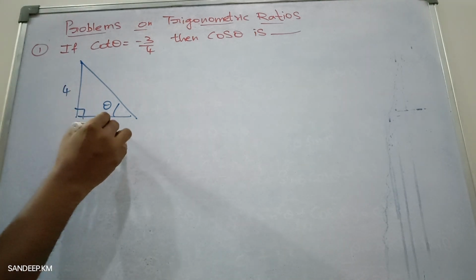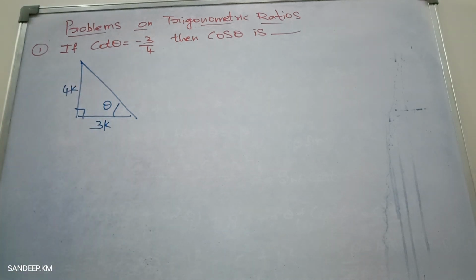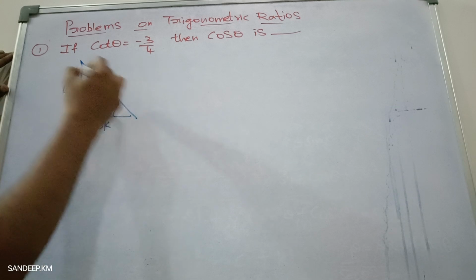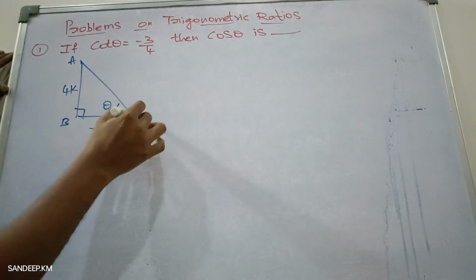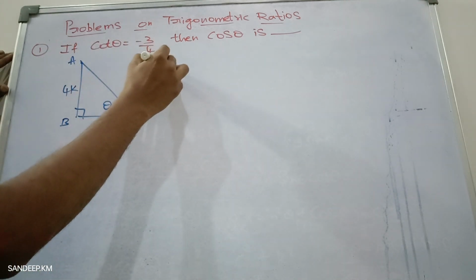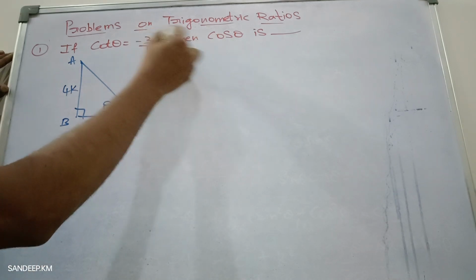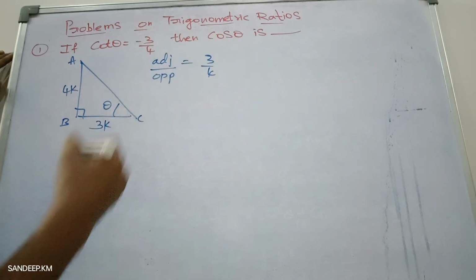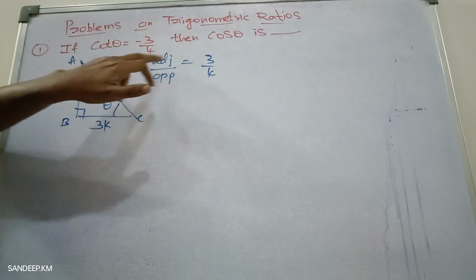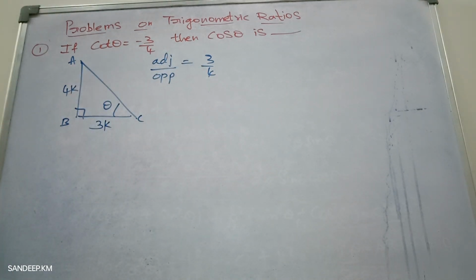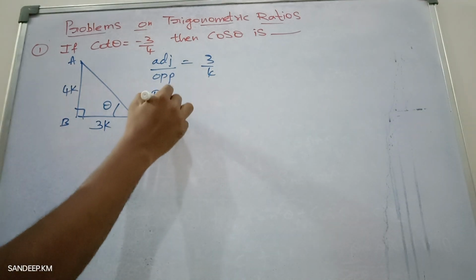Actually I should take 3k and 4k. So from this, what is it? Cot theta means what, dear students? If the triangle is ABC, cot theta means adjacent side by opposite side, which is equal to, ignoring the sign, 3 by 4. So adjacent side is 3 units and opposite side is 4 units. Now let me find the hypotenuse by Pythagoras theorem.